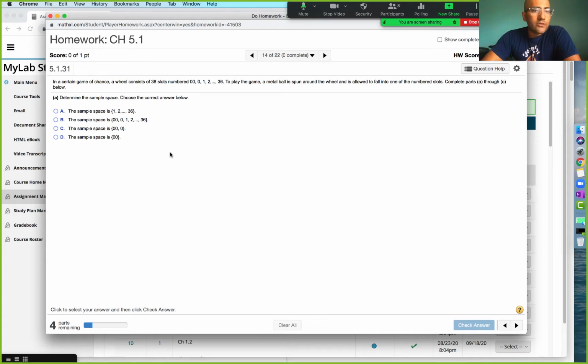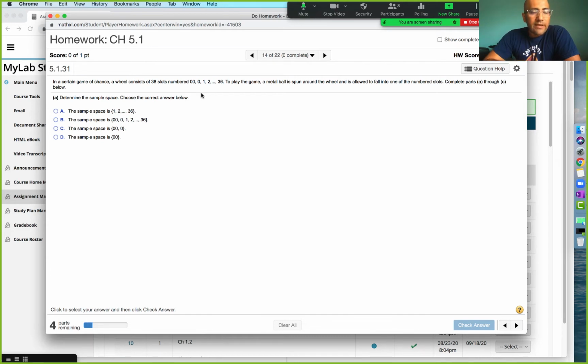Yes. Okay. So in a certain game of chance, a wheel consists of 38 slots numbered 0, 00, 1, 2, 3, 4, okay, to 36. Okay, so 1 to 36 is 36, and then 37 and 38 with the 0 and the double 0. This is starting to sound a lot like the game of roulette, right? In a casino, giant roulette, you flip it and a little ball dances around until it lands somewhere. Good. To play the game, the metal ball is spun around the wheel and is allowed to fall into one of the numbered slots. Complete parts A through C. Determine the sample space. Choose the correct answer below.